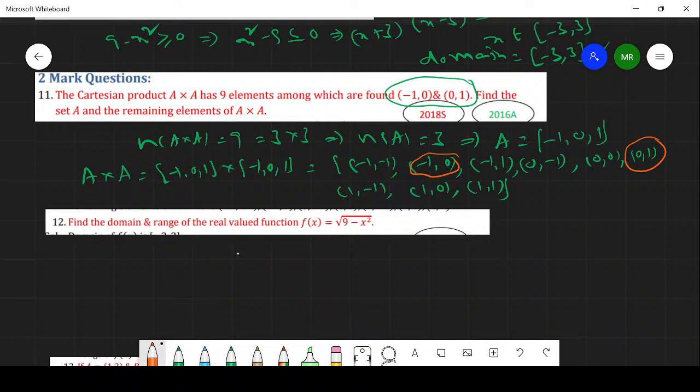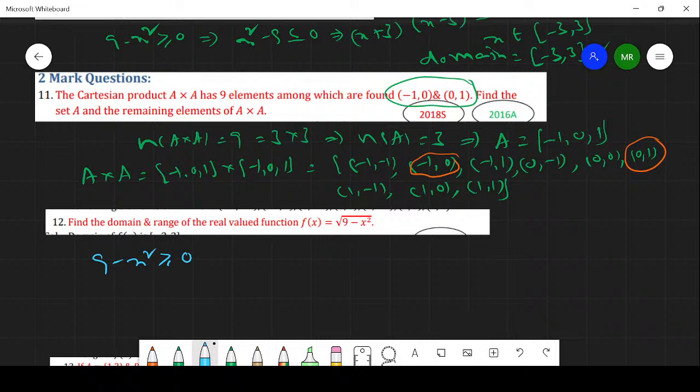Now find the domain and range of the real valued function f of x equal to root of 9 minus x square. Just like in the previous problem, question number 10, where I explained how to find the domain, I will repeat here. 9 minus x square should be greater than or equal to 0.